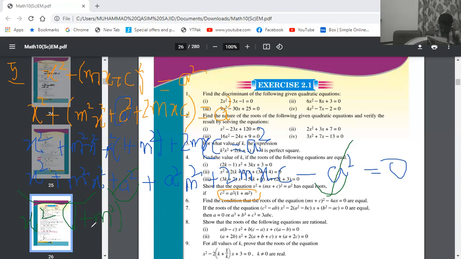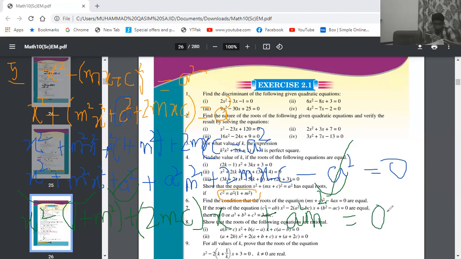This is the value of x square. Now the second is plus 2mc into the value, that is, this is the value of x, and the last one is the constant a square m square equals to 0. This is the equation derived. Now we have to put the value that equals to discriminant and find the value of the given equation.